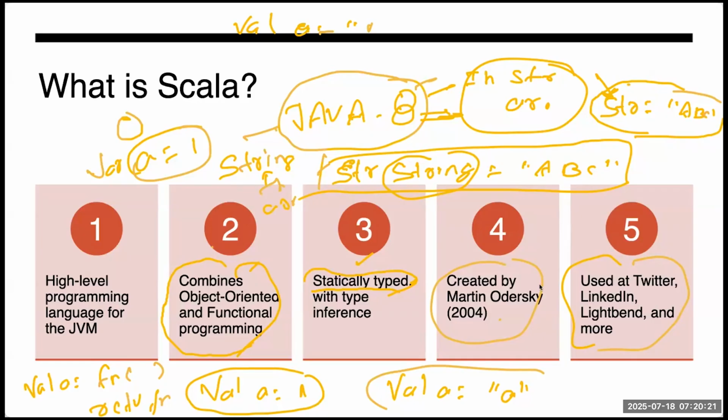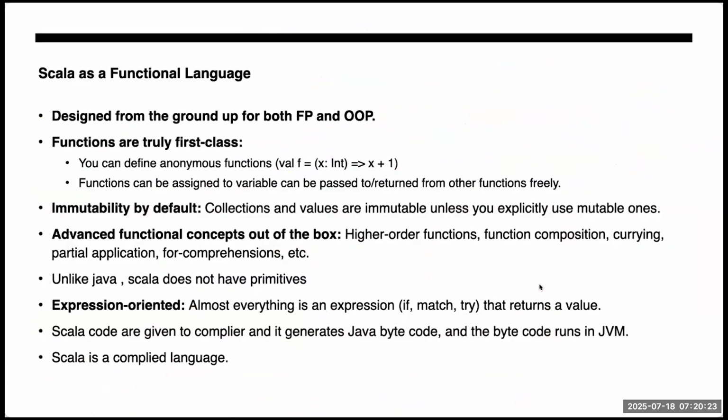So these are a few things. Scala, functional programming, designed for both object oriented and functional. Functions are truly first class here. You can define an anonymous function. A function can be assigned to a variable, can be passed, and returned. These things we'll see once we look at functions.